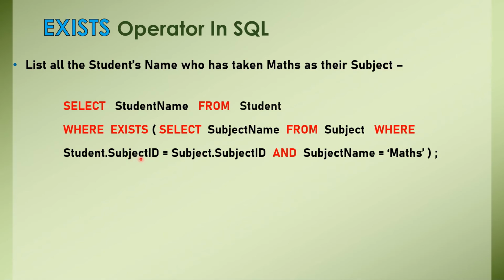Suppose the student table has student id, student name and corresponding subject id. Each subject is given an id. Suppose maths has 001. So you need to check that the student's subject id must be equal to the subject id present over here, and that subject name must be maths. If this condition is satisfied, then we can say there are some students who have taken up maths, and we need to print the corresponding names.